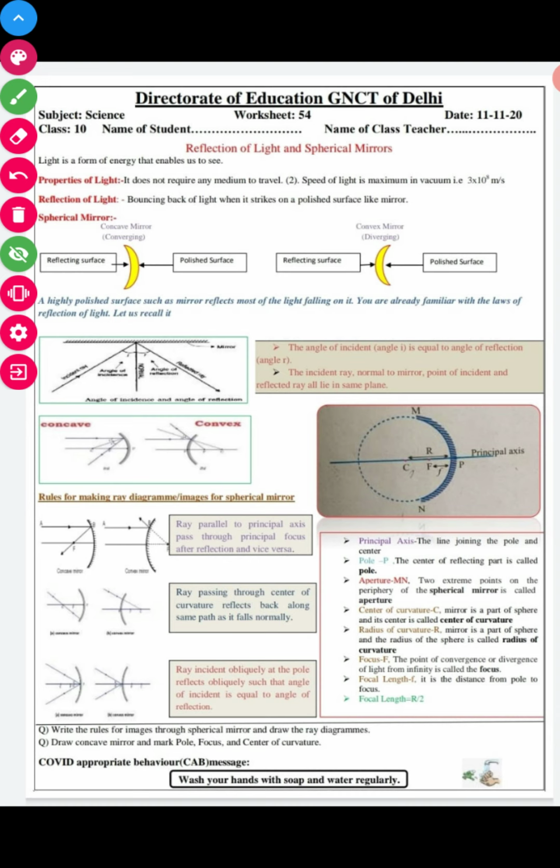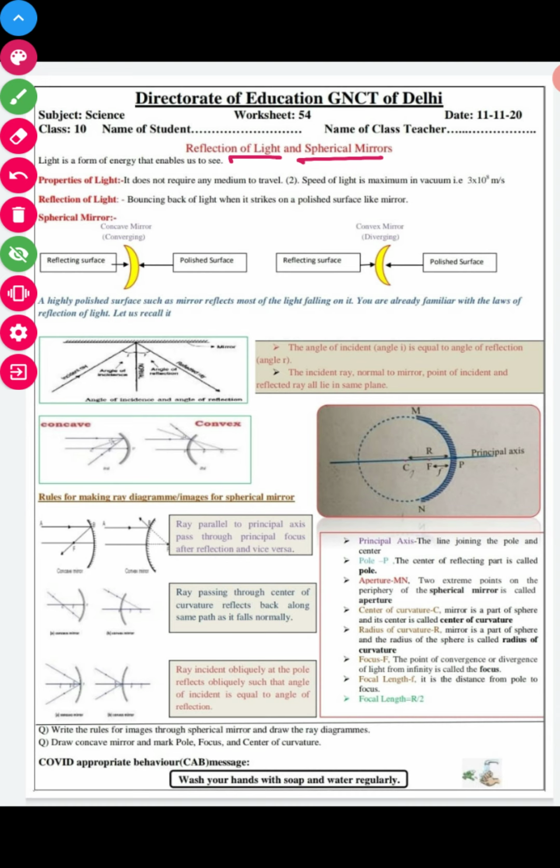Okay, and in this chapter we will study, in this particular worksheet, the reflection of light and spherical mirror. Okay, what is reflection of light and spherical mirror?